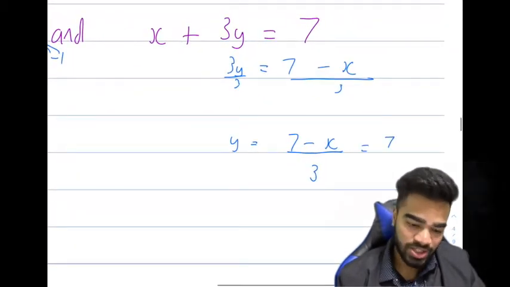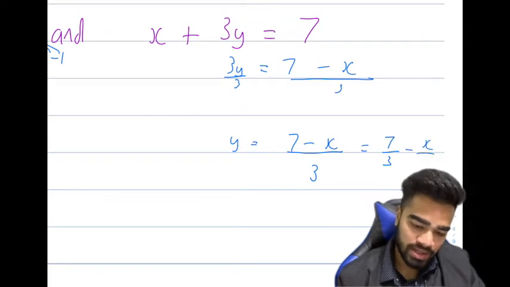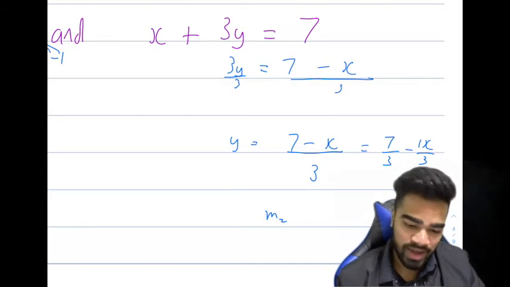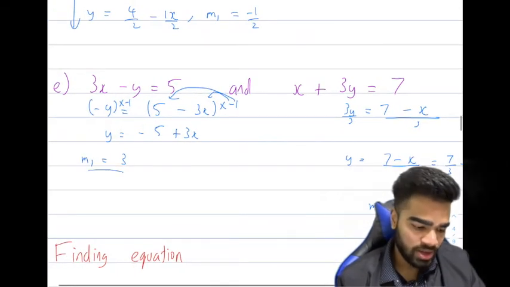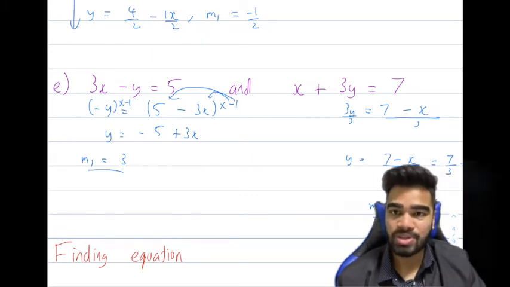Well, we need to split up the fraction. So you have 7 over 3 minus x over 3. So m2, in this case, remember it's the number that's multiplying x, is going to be negative 1 over 3. Okay, so m1 is 3 and m2 is negative 1 over 3. Well, they're not the same, so they can't be parallel.